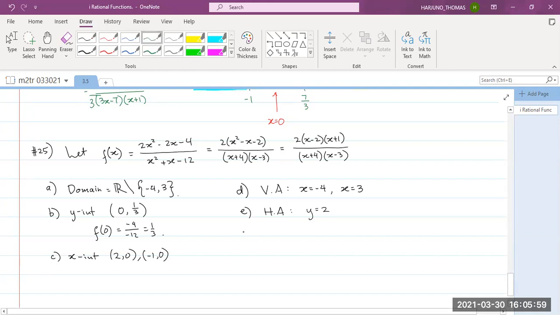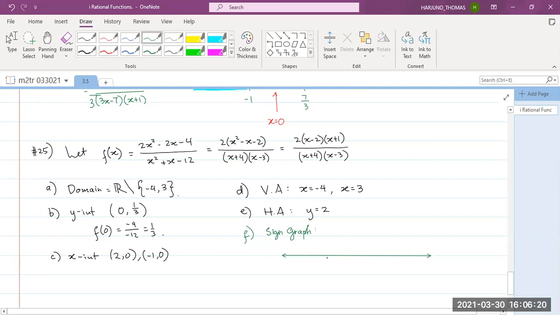Now let's take a look at the sign graph. Now I use another color because it's usually not being asked, but you can still do that on your scratch paper to help you when you try to sketch the graph.